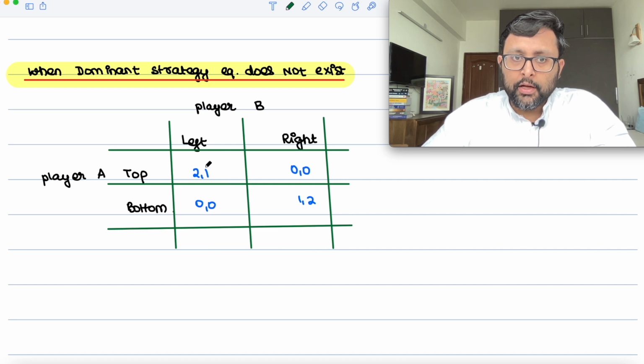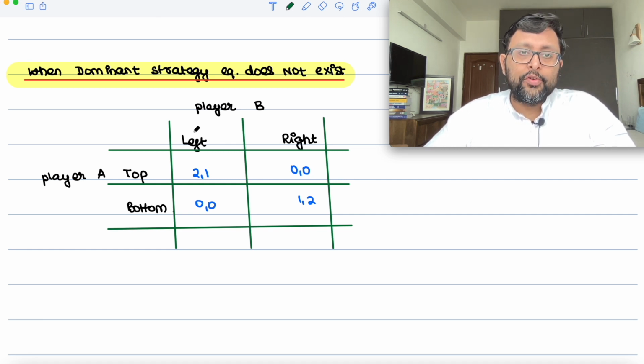Similarly, for player B, 1 is better than 0, yes, but 0 is not better than 2. So left is definitely not a dominant strategy for player B. Similarly, 0 is not better than 1, but 2 is better than 0. But since 0 is not better than 1, right is also not the dominant strategy for player B. So there is no dominant strategy.